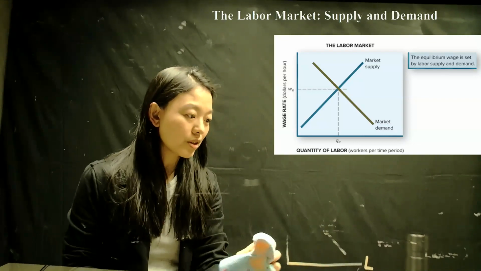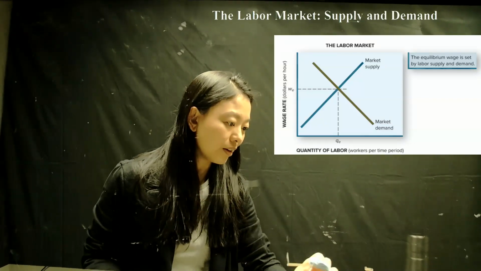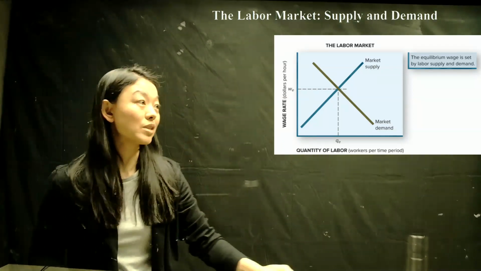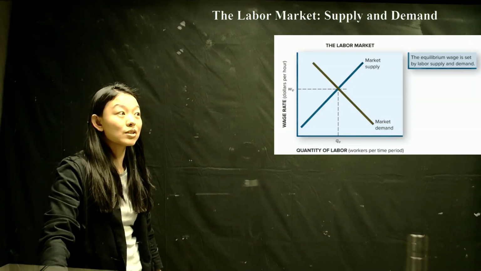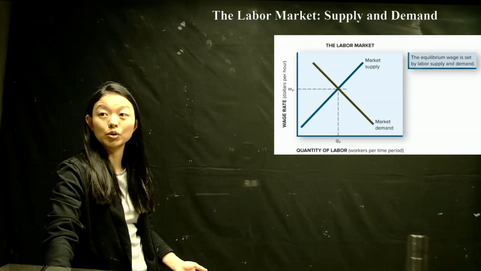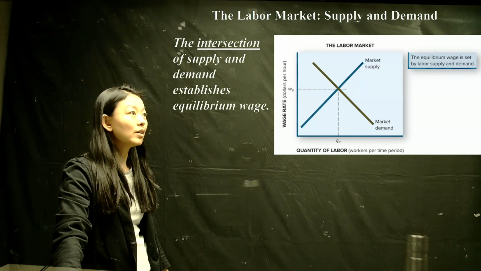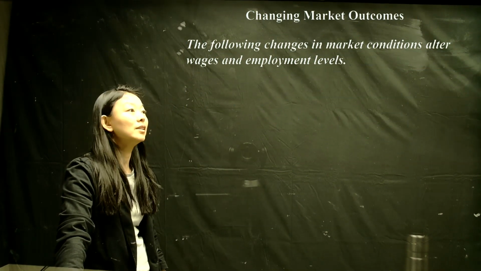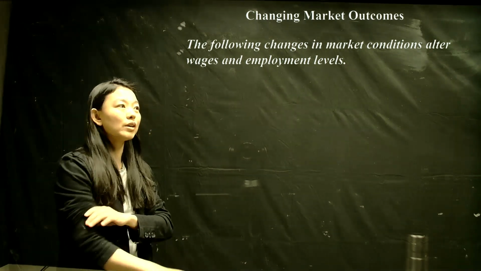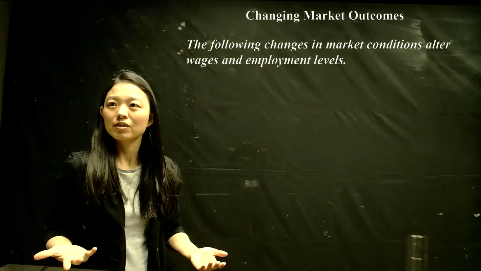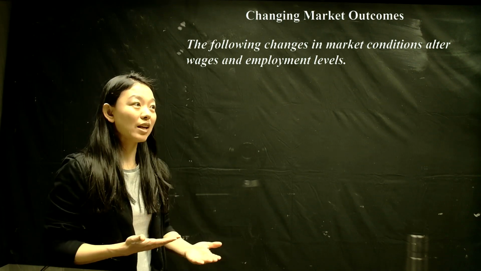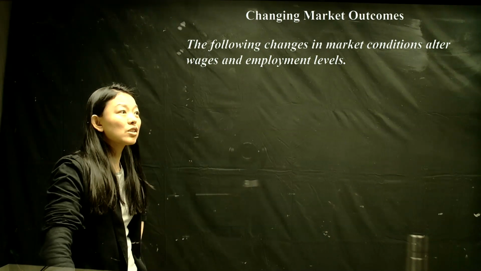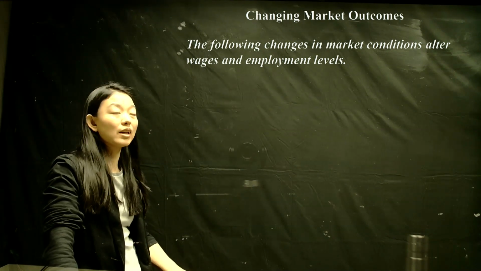This part is very similar to the one that we already learned in chapter 3, right? Even in chapter 3, we talked about the markets for goods and services. Here we just change the markets to the labor market. So the intersection of supply and demand establishes equilibrium wages. Now we would like to learn, if something changes, what might happen in the labor market's outcome. Some changes in the market conditions might change the wages and employment level.